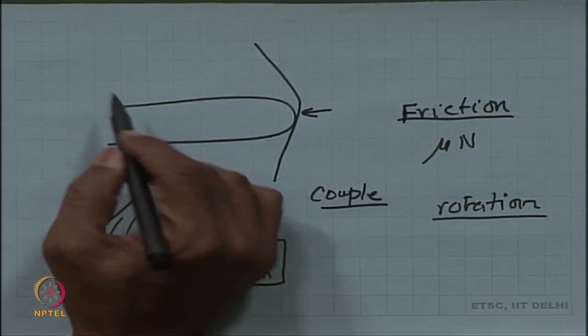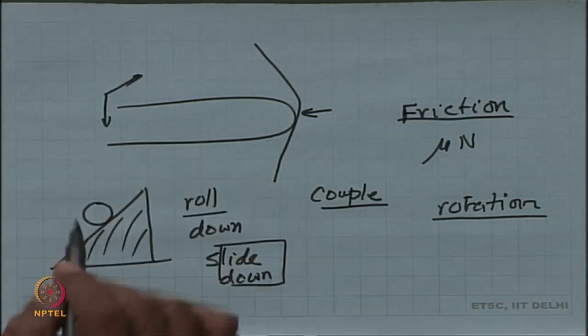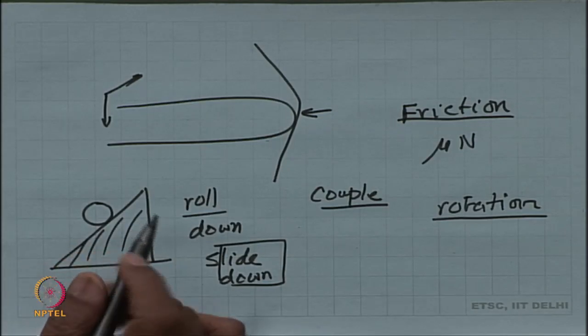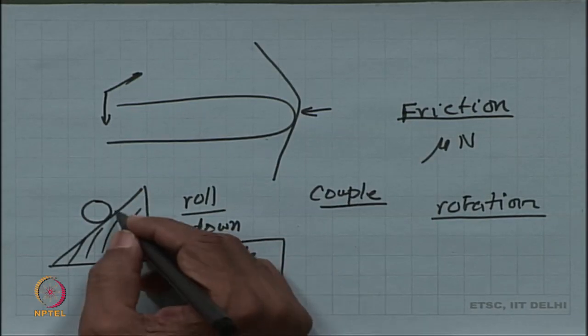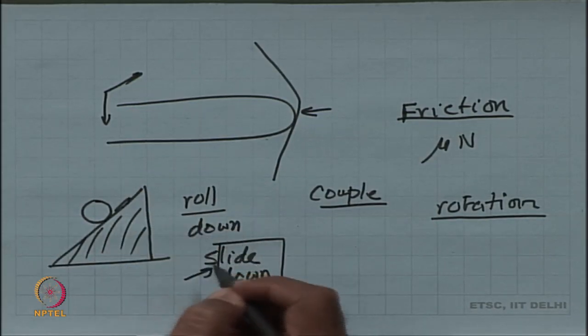That means you are saying that one force is in this direction and the other is in this direction, and they are causing the thing? Alright. So, for a couple to be created, there has to be friction. If there is no friction, it will slide down.